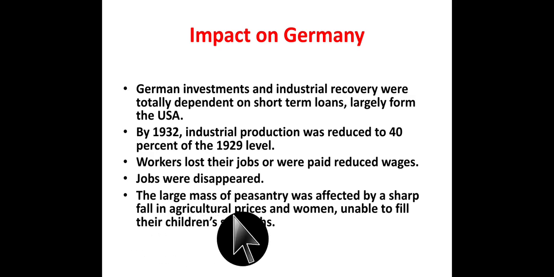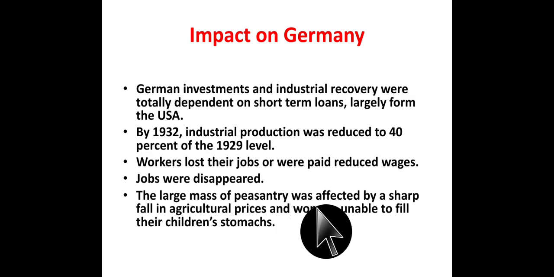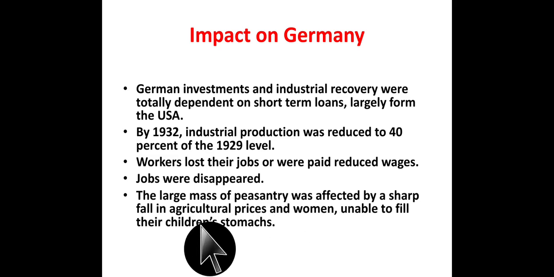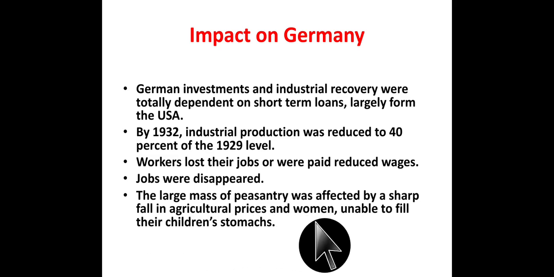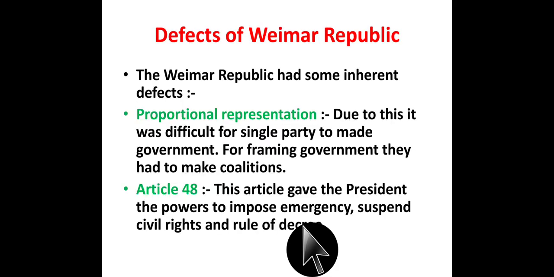The large mass of peasantry was affected by the sharp fall of agriculture prices, and women were unable to fill their children's stomachs. This was the condition of Germany. So the conclusion is that politically Germany was big, but economically the condition of Germany was not good.